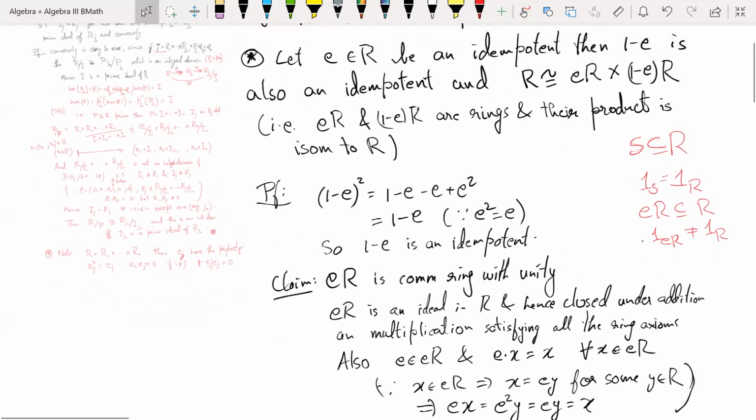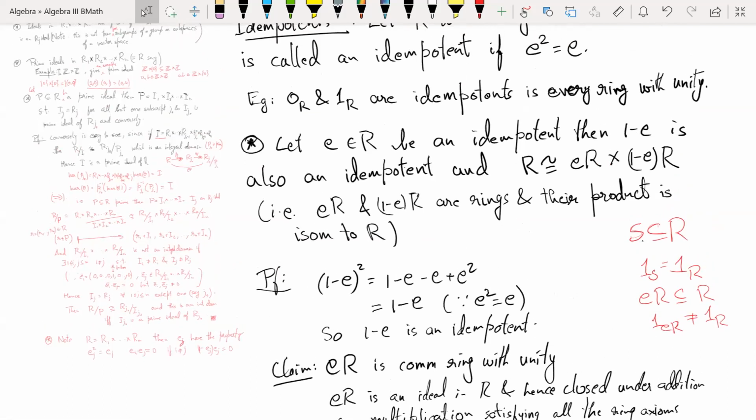Okay, so does that clarify things? Yes. Okay, so that is the convention. And then if you think of these as rings with unity, their product makes sense, and then R will be isomorphic to this product.